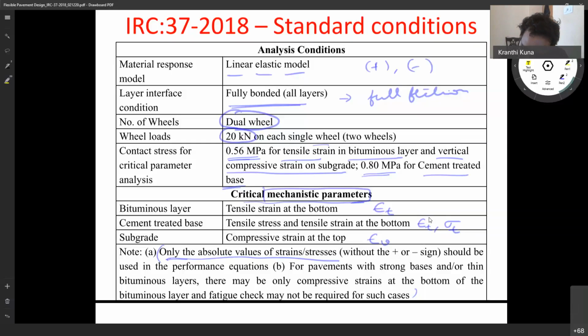For tensile strain, you get something like 0.003. For compression, you get minus. So although you get minus, you have to take the absolute value. Okay.